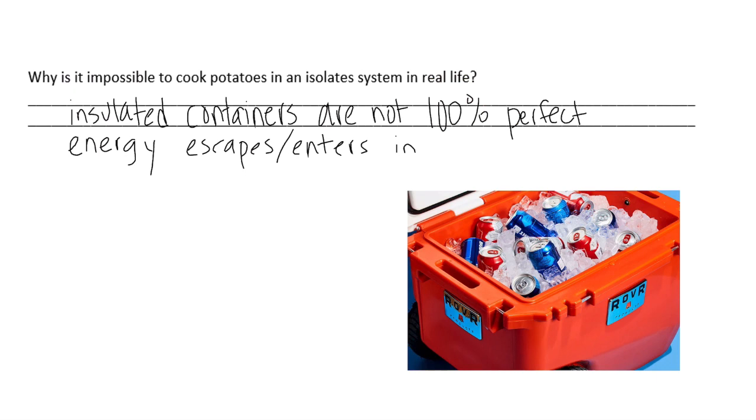So why is it impossible to cook potatoes in an isolated system in real life? Insulated containers are not 100% perfect in our real world. Energy is still able to escape or enter. If you think about a cooler in your everyday life, something that you might take camping or to some kind of sport event, it doesn't matter how great your cooler is, the ice will eventually still melt within it.